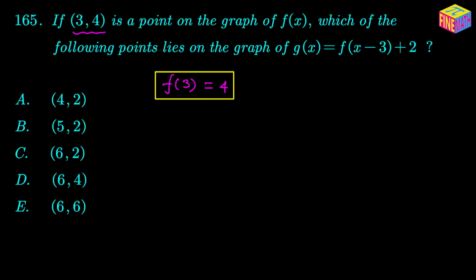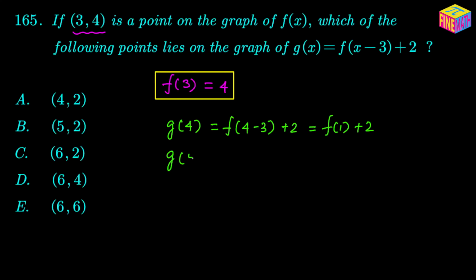So if we try the first option, which is (4, 2), so if x equals 4, then g(4) is equal to f(4 - 3) + 2, which is equal to f(1) + 2. But do we know the value of f(1)? We don't. So we cannot say for sure whether this point would lie on the graph of g(x), right?